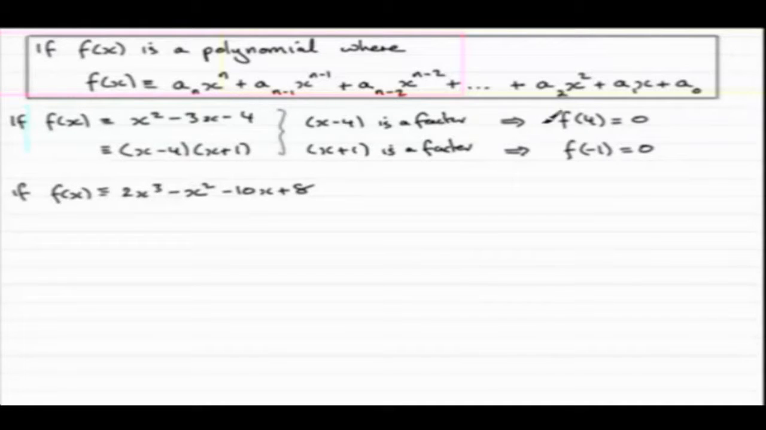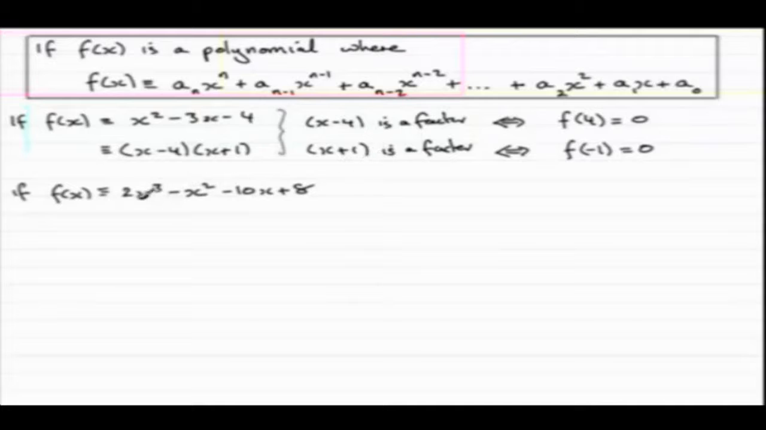Now we can reverse this procedure. We can say that if f of 4 equals 0, it follows that x minus 4 must have been a factor of f of x. And if f of minus 1 equals 0, it follows that x plus 1 is a factor of f of x. We call factors like this linear factors. They have the format ax plus b. Linear factors then.